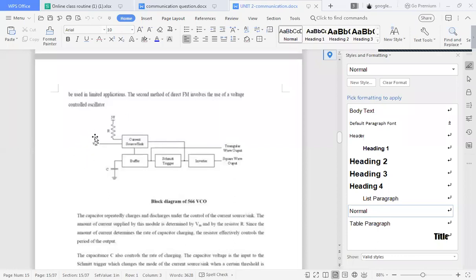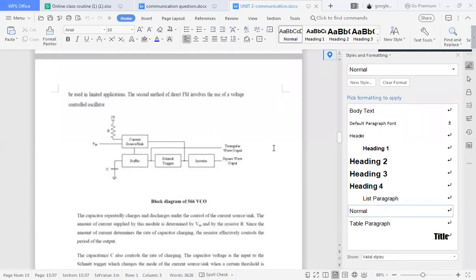So if you apply a sine wave where the voltage is varying, then the frequency is also varying. That is also a frequency modulated signal. In voltage controlled oscillator, if input voltage changes, output frequency changes. Input voltage is varying, output frequency is also varying. That is the frequency modulation.